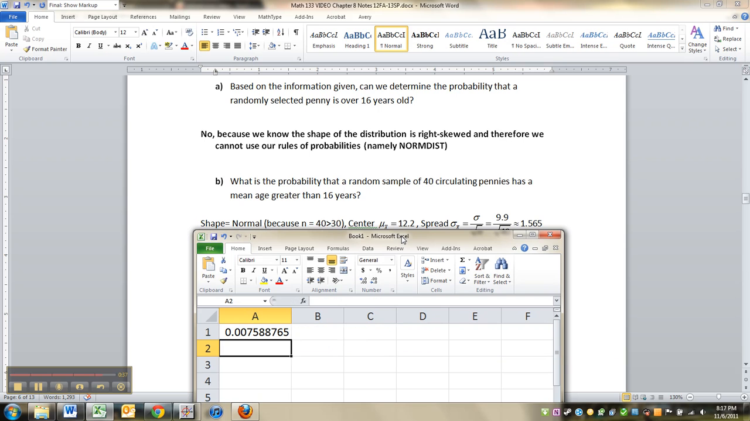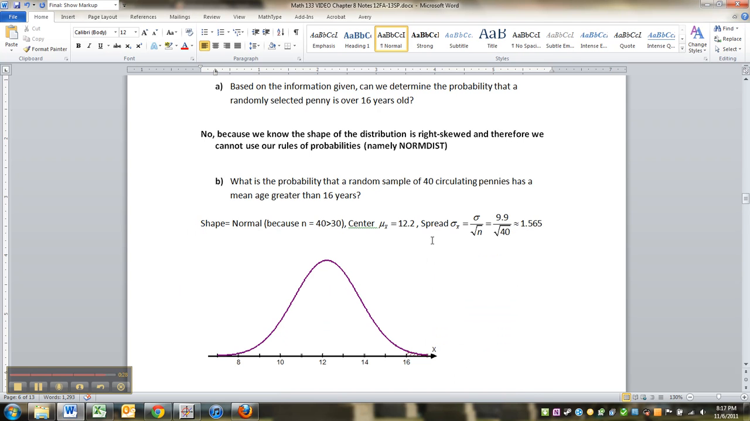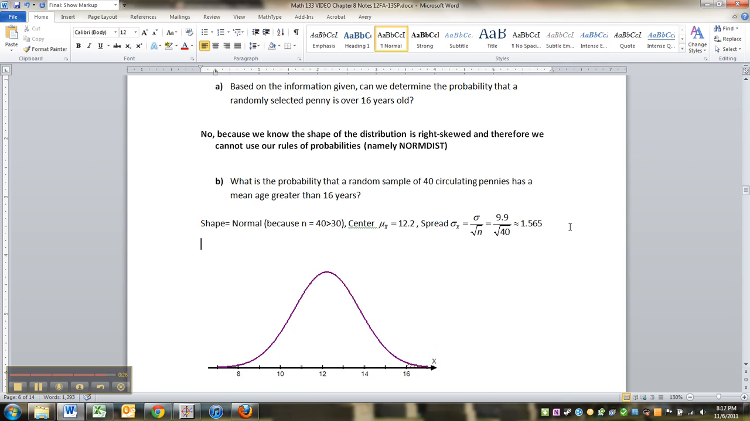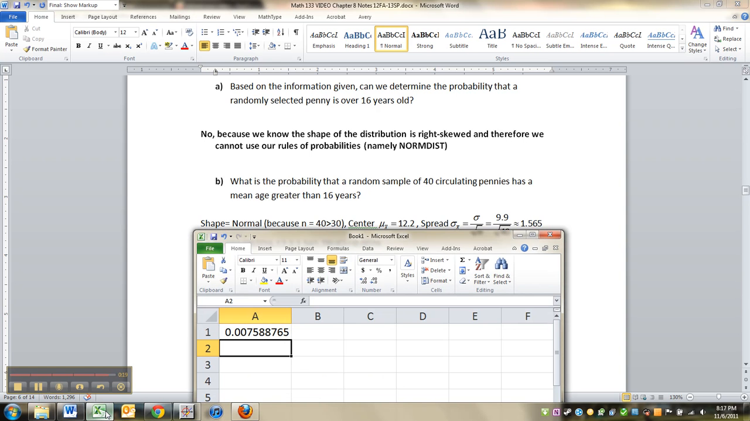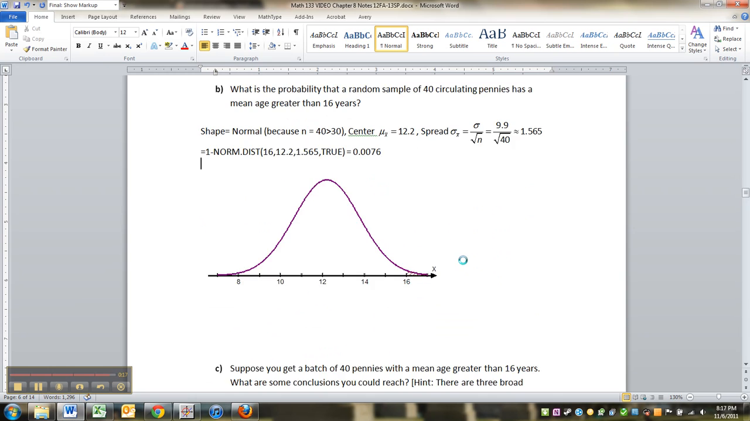True. And that little bitty area was 0.0076. Now again, it's 1 minus because it's a right tail area, and Excel doesn't find right tail areas. It finds left tail areas. Yep, 0.0076. All right, not very much at all.